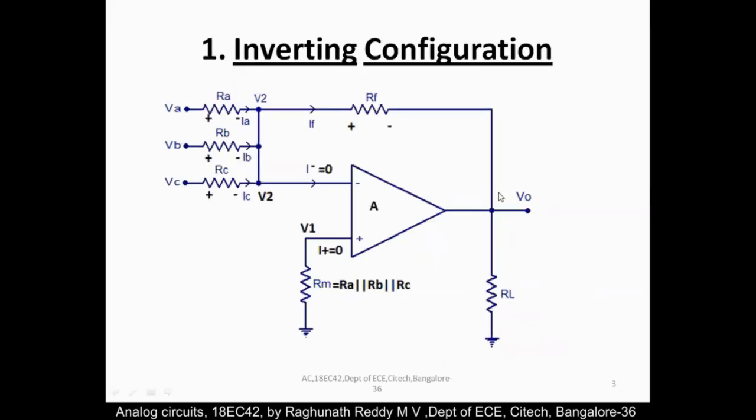Next, now I am going to discuss inverting configuration. VA, VB, VC are the input voltages applied through RA, RB and RC to the inverting input terminal, and negative feedback is provided by the resistance RF, and V1 is grounded through the parallel combination of all these resistances. V1 is physically grounded and it will make V2 become ground due to the virtual ground concept, due to A equal to infinite, and I minus equal to 0 because for an ideal op-amp Rin equals infinite.